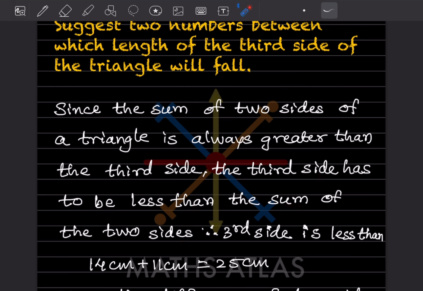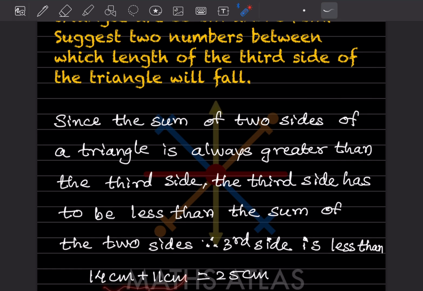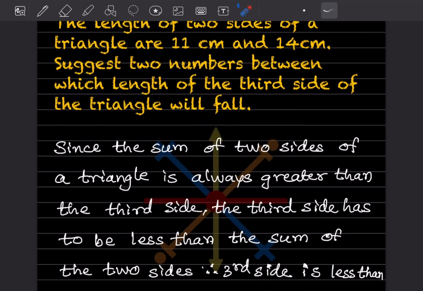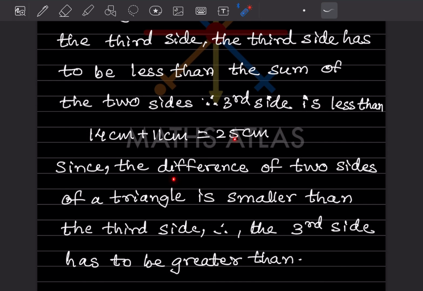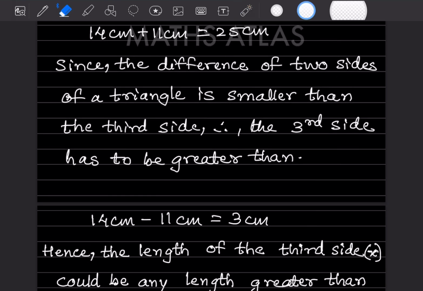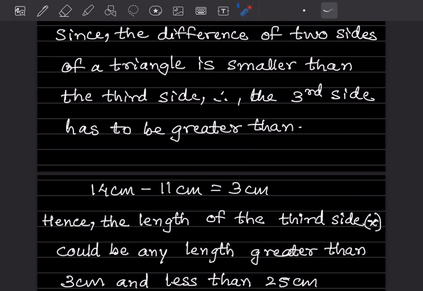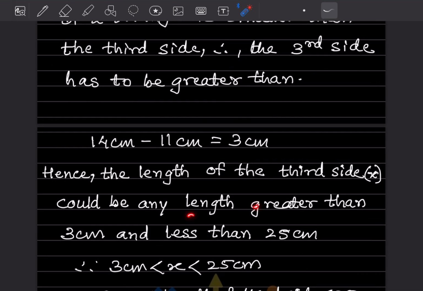That is, the third side is less than the sum of these two numbers, 14 and 11, so it is 25. Since the difference of two sides of a triangle is smaller than the third side, the third side has to be greater than the difference. When you subtract, 14 minus 11, that is going to be 3. Hence we can say the length of the third side could be any length greater than 3 centimeter and less than 25 centimeter.